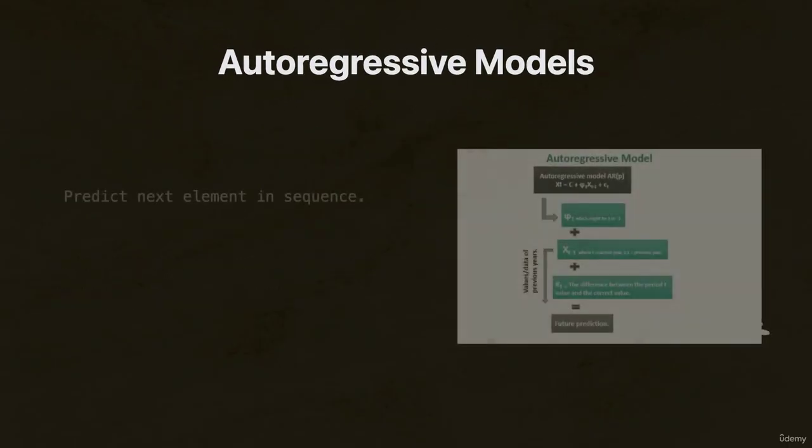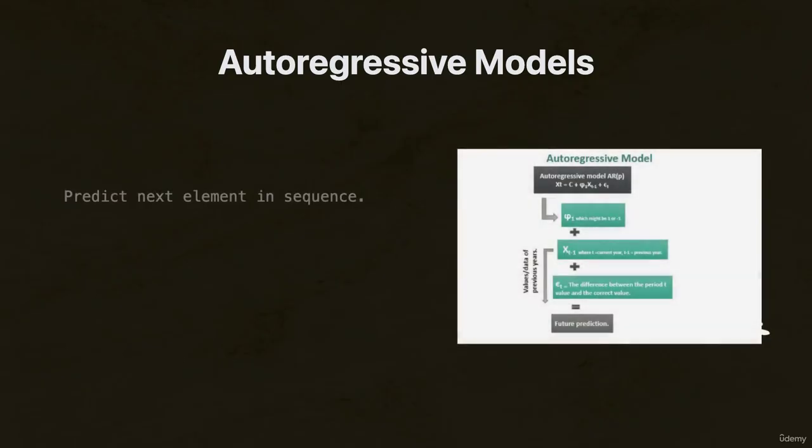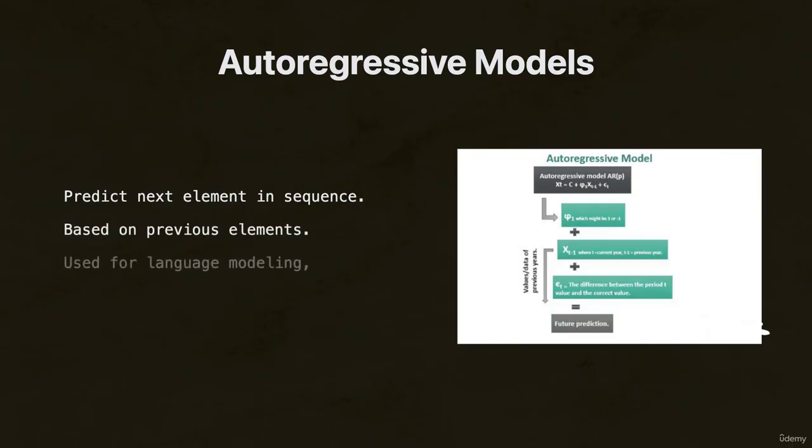Autoregressive models, such as transformers and recurrent neural networks (RNNs), are another type of generative AI model. These models generate new outputs by predicting the next element in a sequence based on the previous elements. For example, an autoregressive text generation model might predict the next word in a sentence given the previous words. Autoregressive models are widely used for tasks like language modeling, machine translation, and music generation.